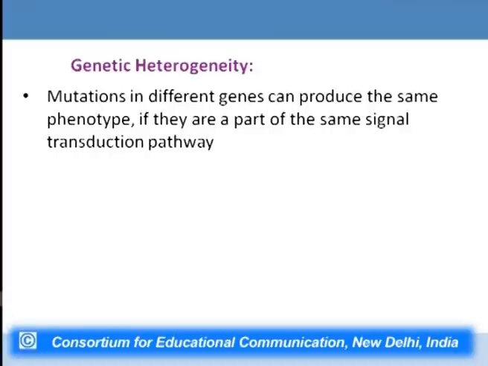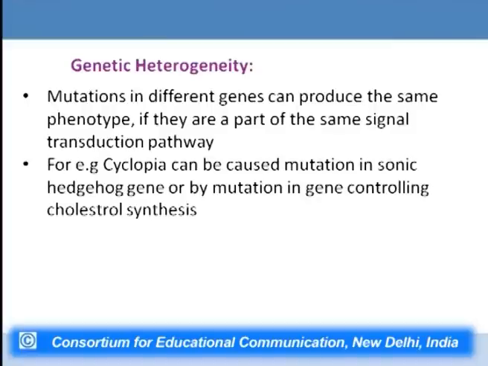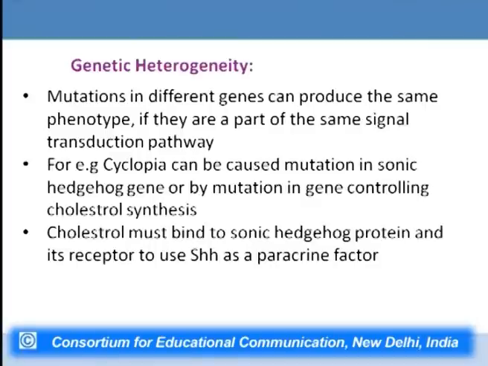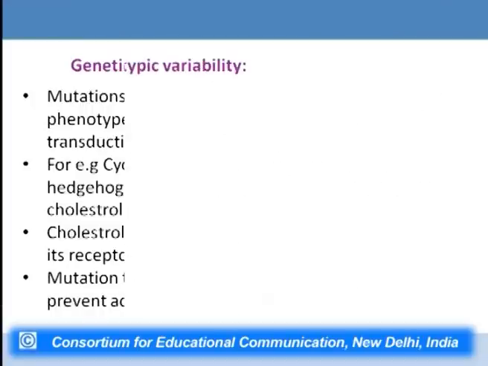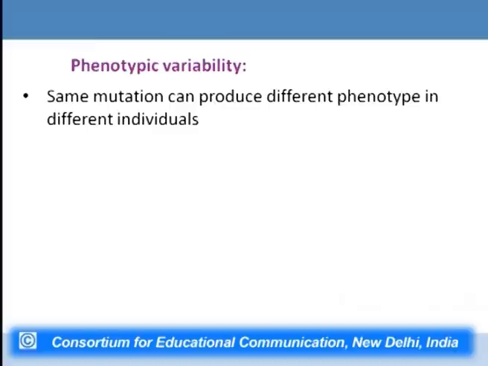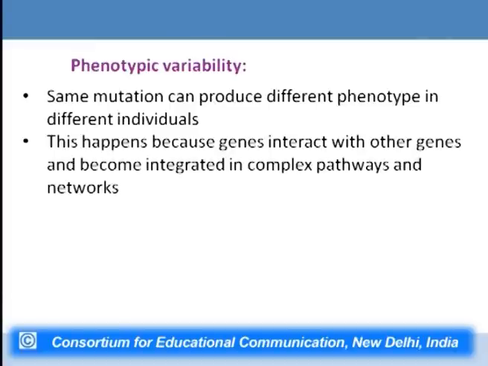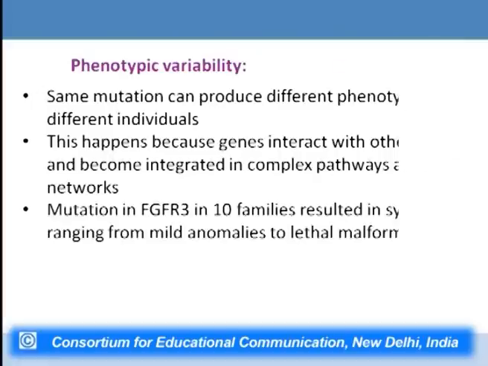Or there could be genetic heterogeneity, that is, mutations in different genes can produce the same phenotype if they are part of the same signal transduction pathway. For example, cyclopia, which is the presence of only one eye on the forehead of the individual, can be caused by mutation in the sonic hedgehog gene or by mutation in a gene controlling cholesterol synthesis, because it acts through a protein known as SHH. Phenotypic variability could be caused because the same mutation can produce different phenotypes in different individuals, and this happens because genes interact with other genes in complex networks and pathways.